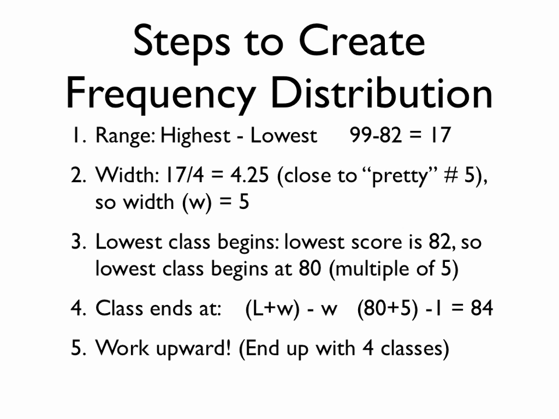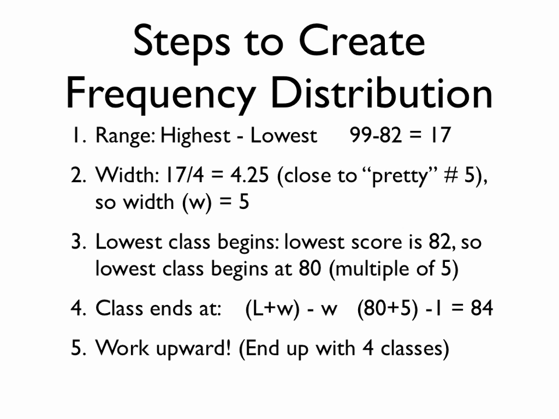Now we need to determine where that class ends. So we take the beginning of the lowest class, which was 80, which is a multiple of the width. Then we need to add the width to it. We have L plus W, and then we have minus 1. That's actually supposed to be minus 1, not a minus W. You can go ahead and correct that on your own notes.